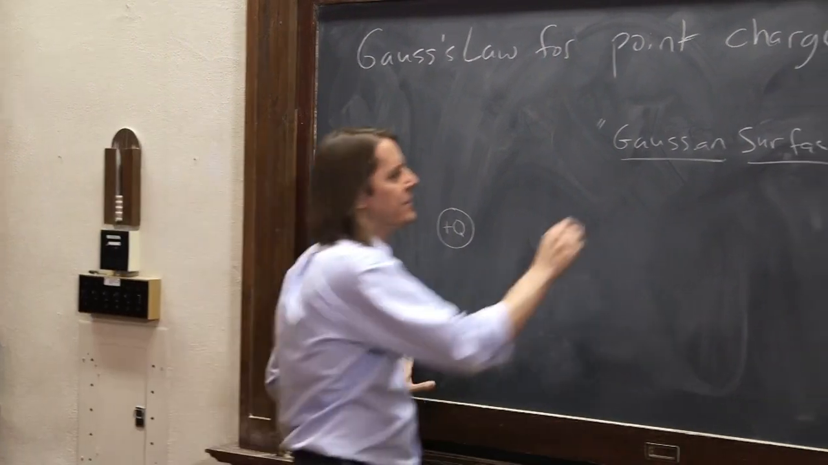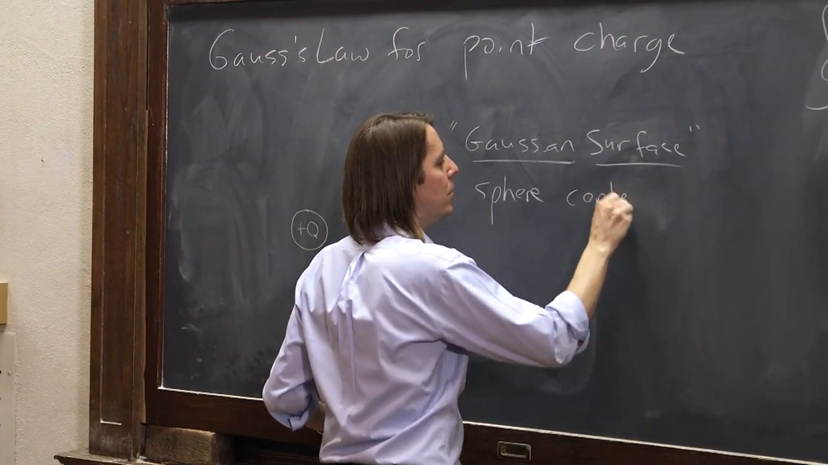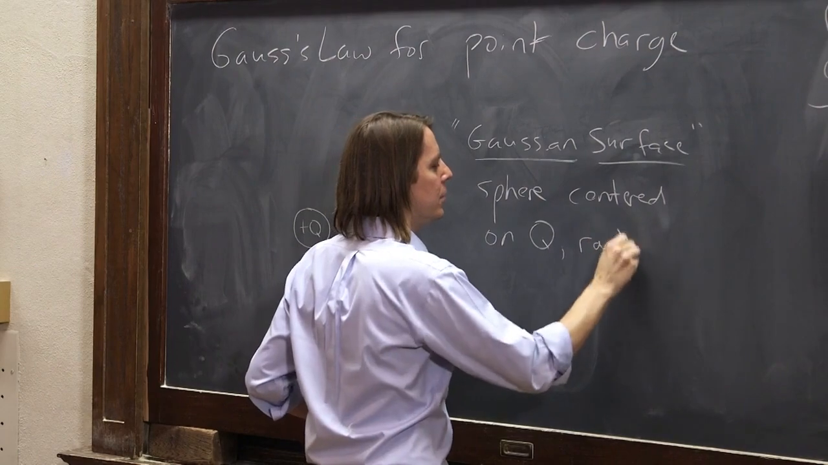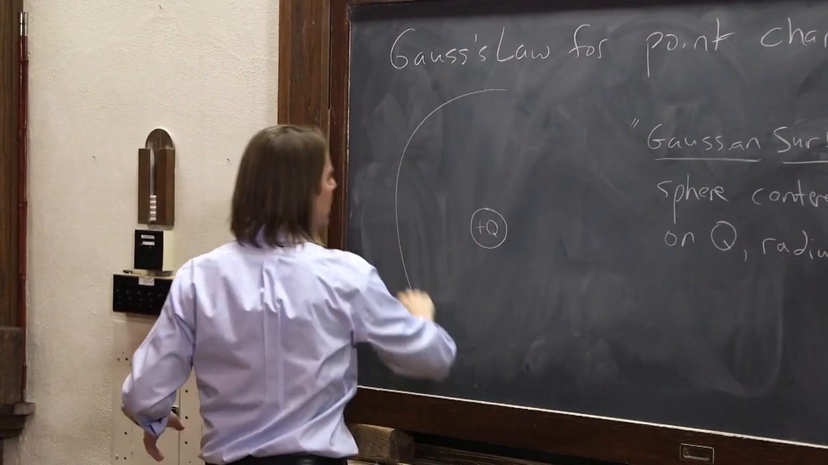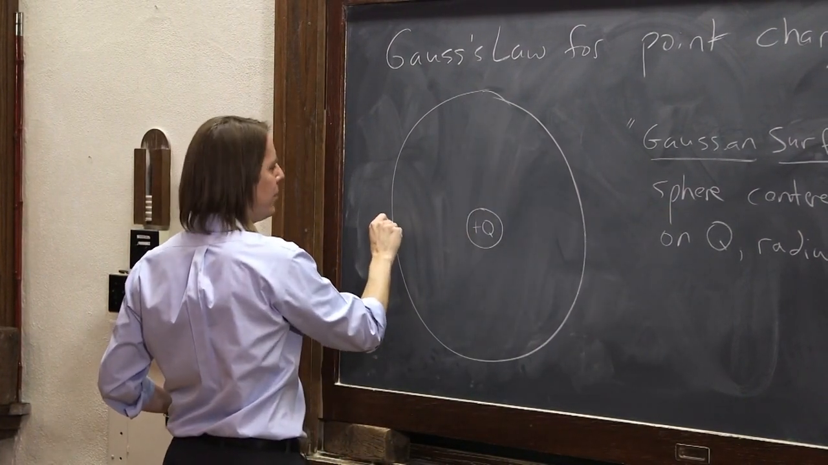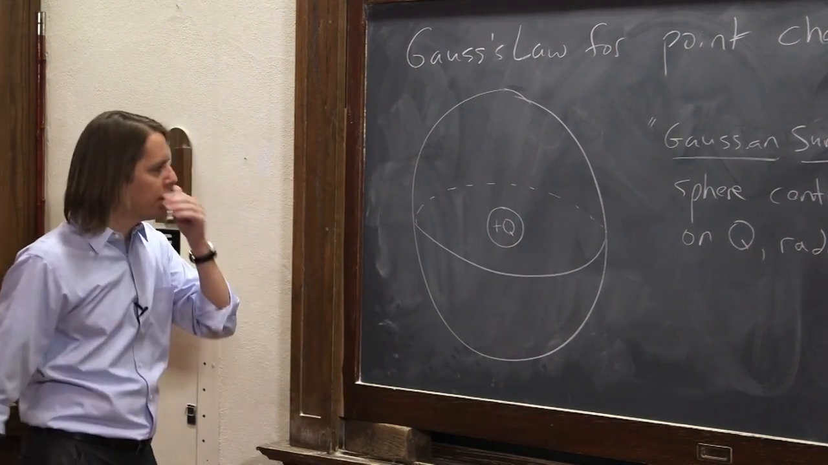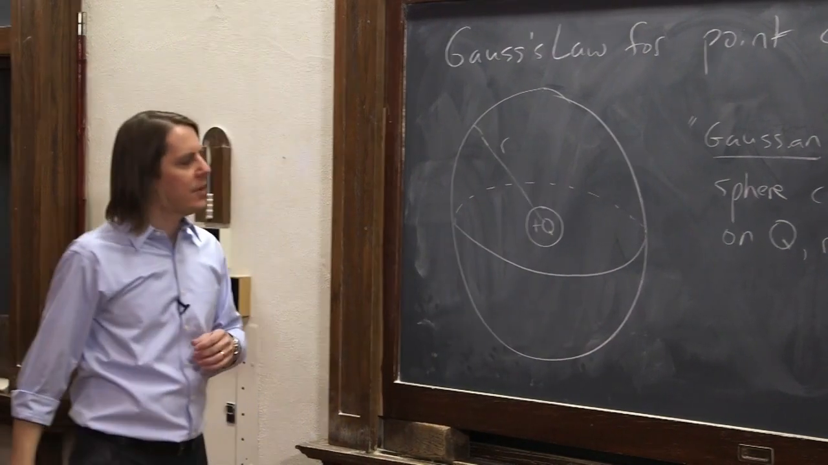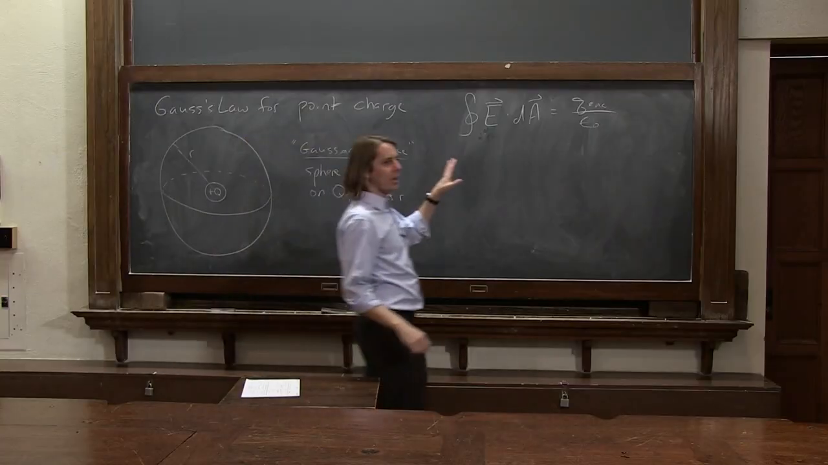So in this case, it's a sphere centered on Q with radius R. Okay? So let me draw such a sphere around Q like this, like that. And it's a three-dimensional sphere. It's a three-dimensional surface going around Q. Okay? And it has a radius R. That's our Gaussian surface. So now we have to come over here and apply Gauss's law.